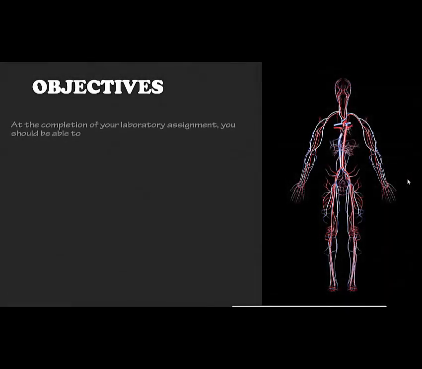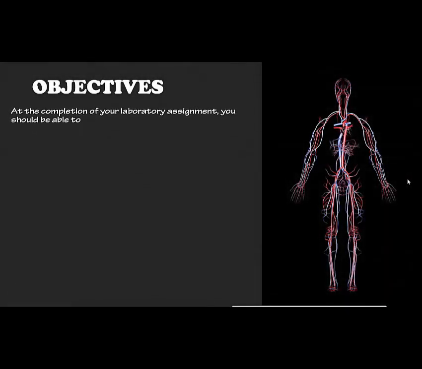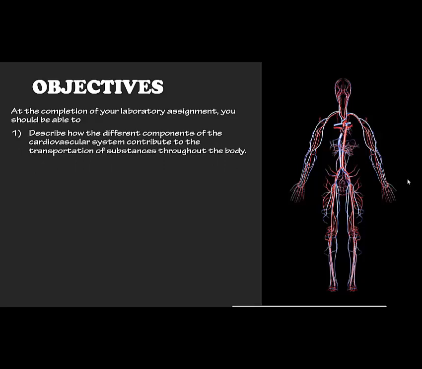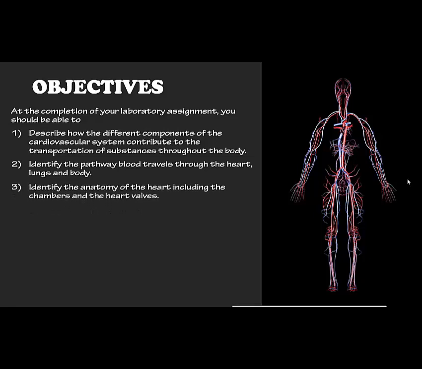Objectives. At the completion of your laboratory assignment, you should be able to describe how the different components of the cardiovascular system contribute to the transportation of substances throughout the body; identify the pathway blood travels through the heart, lungs, and body; identify the anatomy of the heart, including the chambers and the valves.